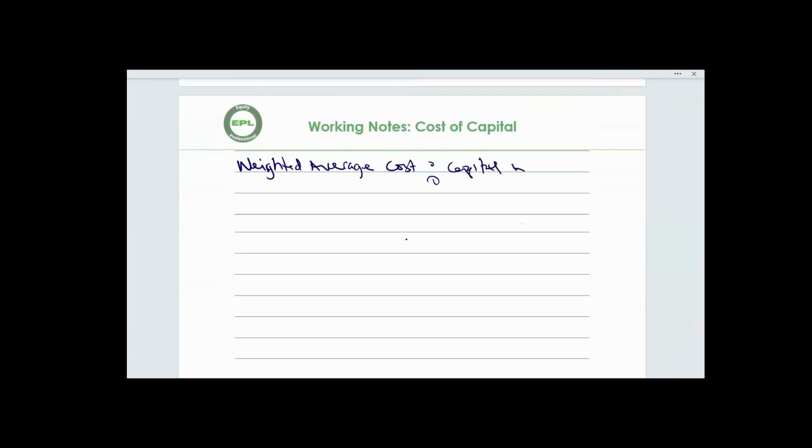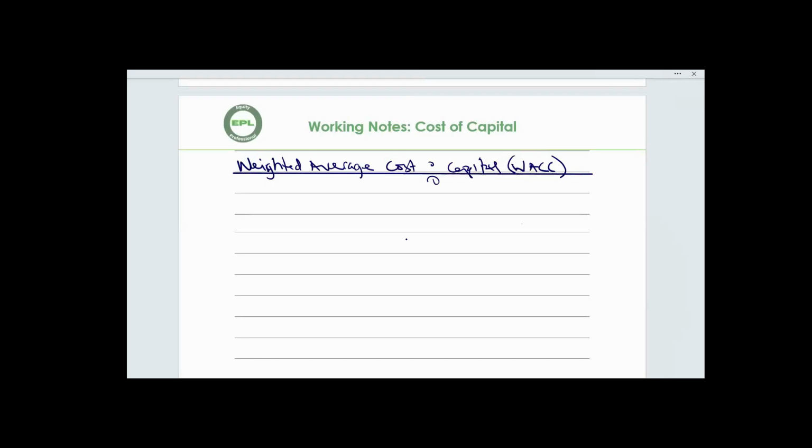WACC. You will recall when we started this topic, I told you that to calculate traditional weighted average cost of capital, there are 4 procedures you are expected to carry out depending on the information available in the capital structure.